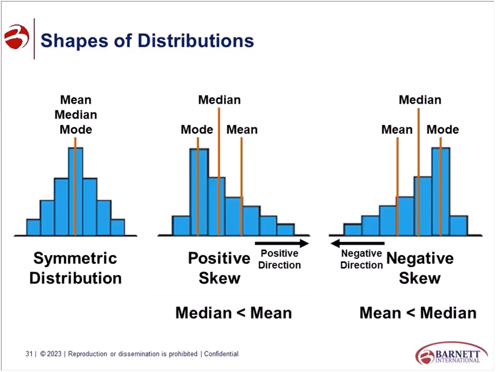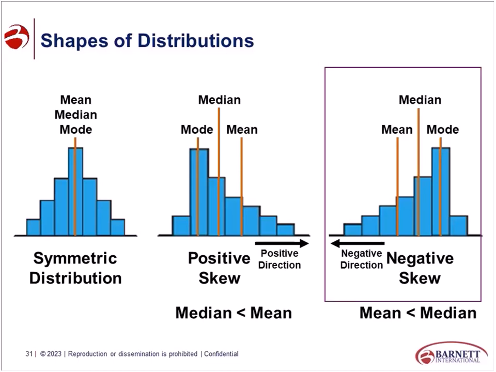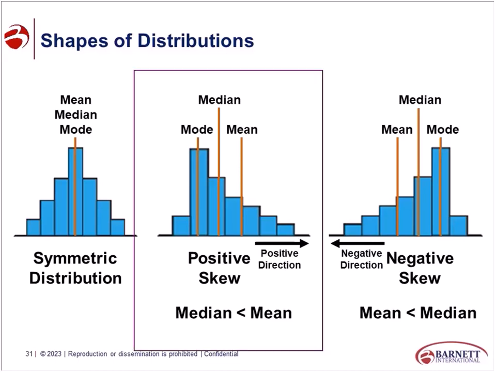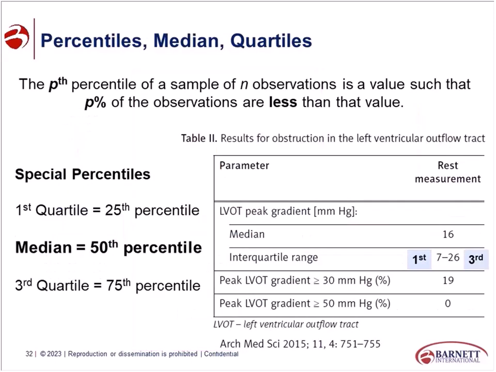On rare occasions, you might find distributions with what's called negative skew, where the mean is less than the median, but that's very rare. Like I say, the data sets that we use, biological data, are always going to be right skewed or positive skewed. Okay, so moving on, something called percentiles.